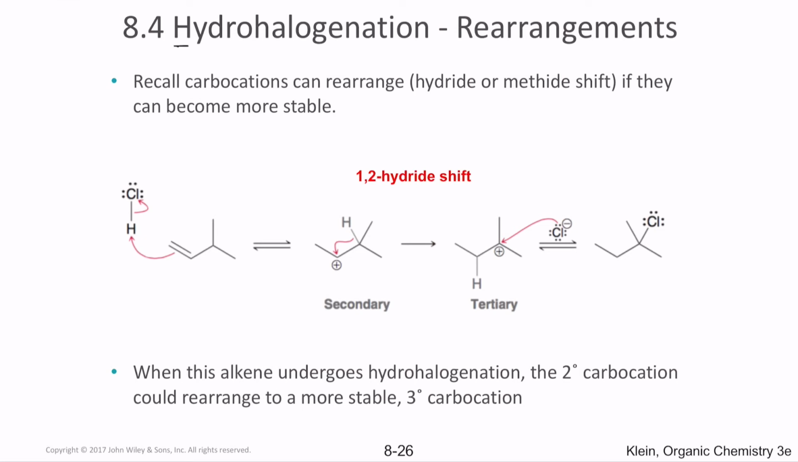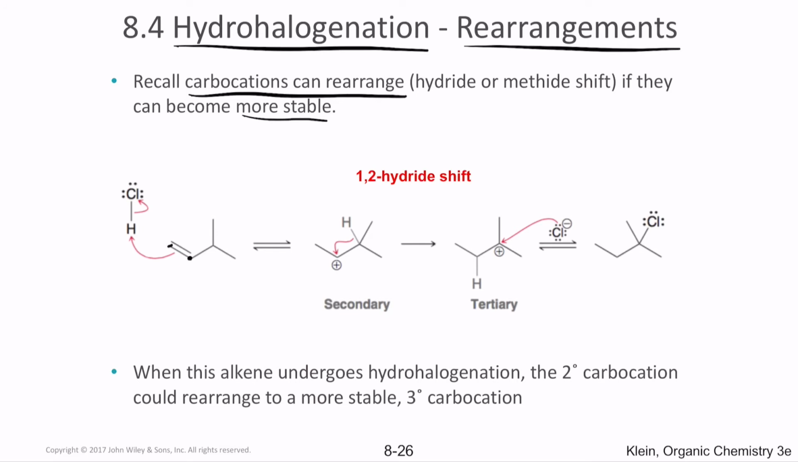Now, hydrohalogenation can also result in rearrangements, where the carbocations can rearrange if they can become more stable. Now, let's start with a primary alkene. So, in this alkene, the carbons here are both primary carbons.